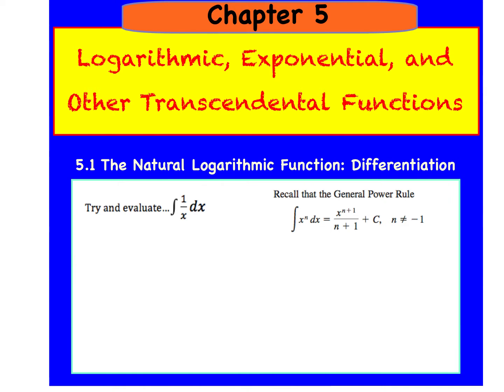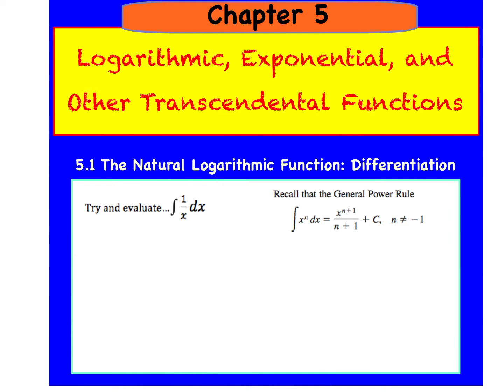Now, before we started taking derivatives, and then we started doing what? Integrals. Now we're going to take derivatives and integrals both in this chapter. All right, so here we go. This is 5.1a for those people that like to take notes that way. All right, so this is the natural logarithmic function we're going to differentiate today.